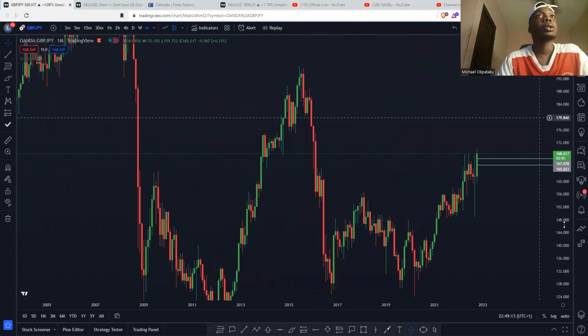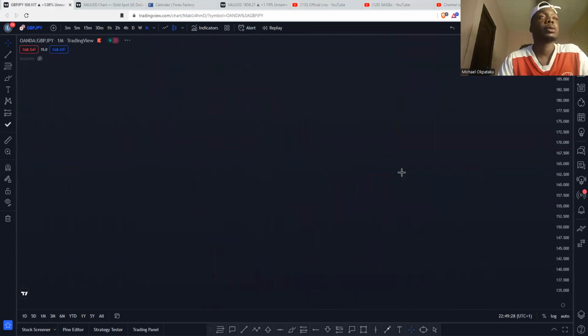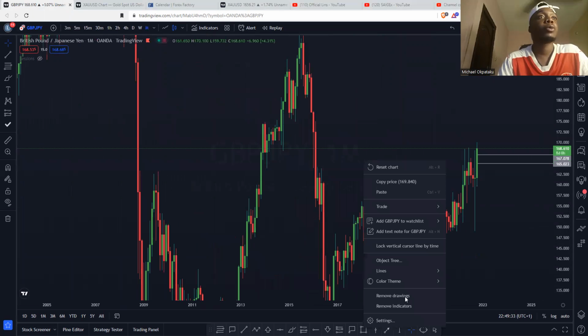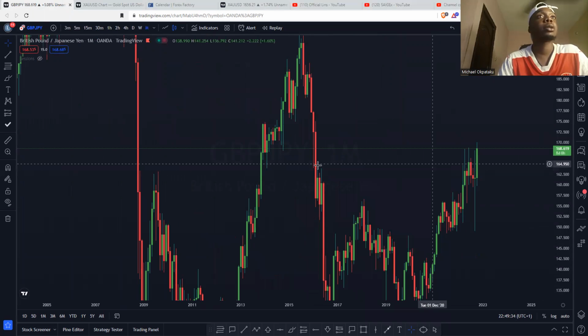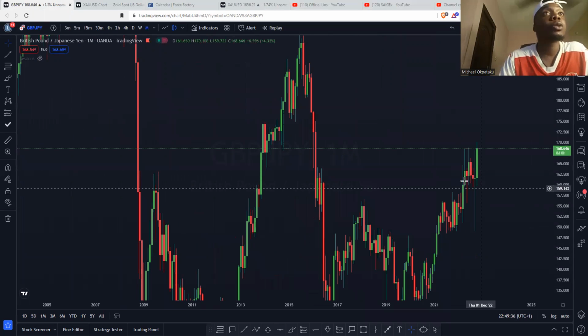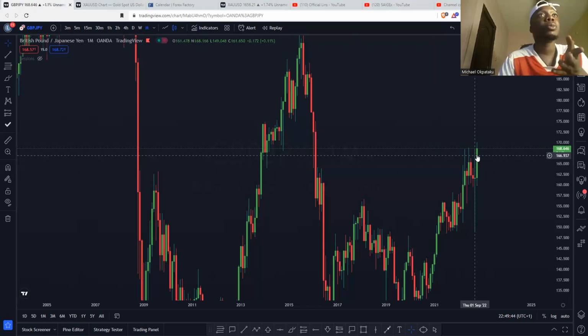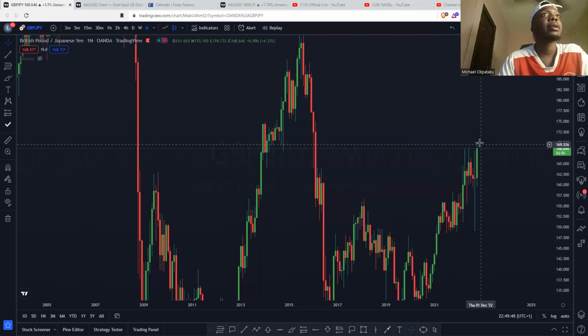This is GBPJPY. Let's see how we can execute the market and profit from it. First of all, I'll remove all my charts. You can see the previous month ended as a doji candle, and this current monthly candle has broken above the previous month and the other ones. You can see it has a high here. You can see how high it is.